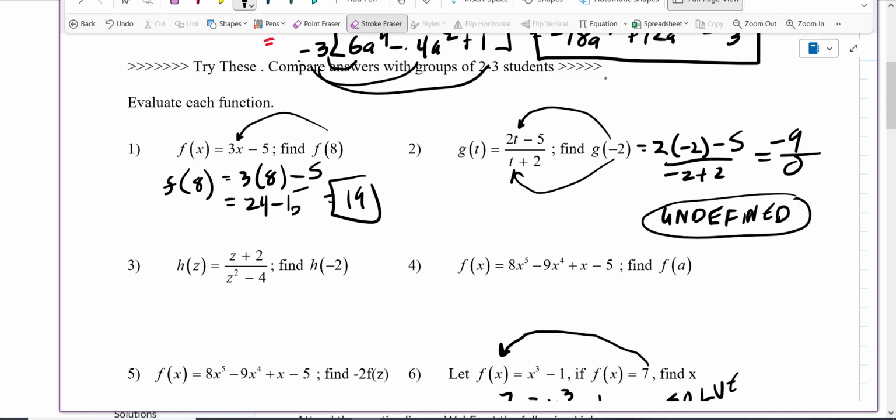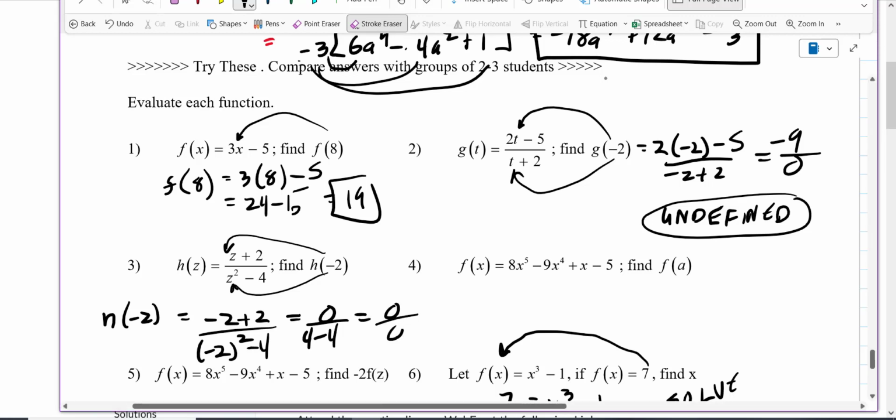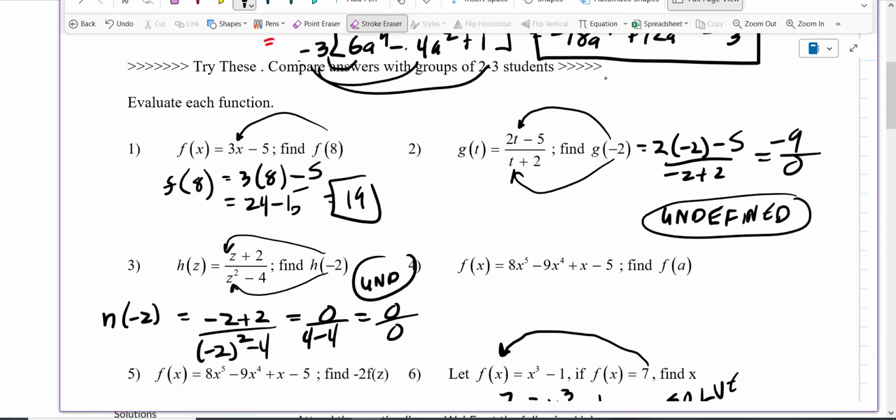Okay, right. The next one's the same idea. Just replace all the z's with -2. So h of -2 would be found by doing -2 plus 2 over -2 squared minus 4. That would give 0 in the numerator over 4 minus 4, or 0 in the denominator. So that one is also undefined. Okay, does anybody have any problem with the first 3? Those are arithmetic problems, okay?